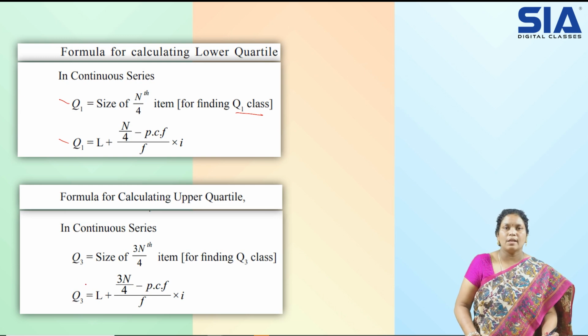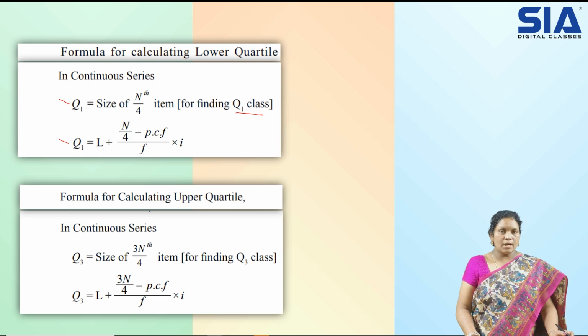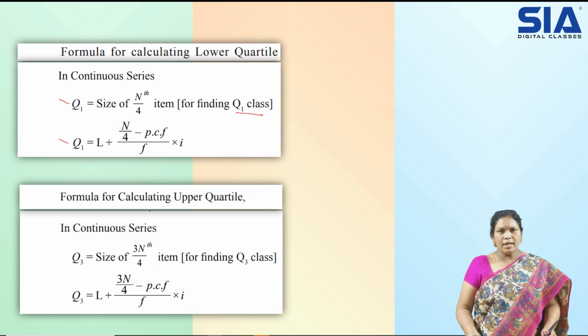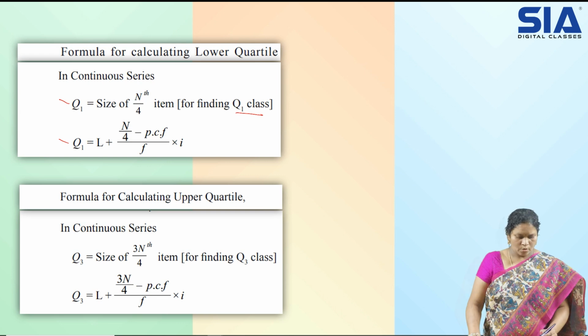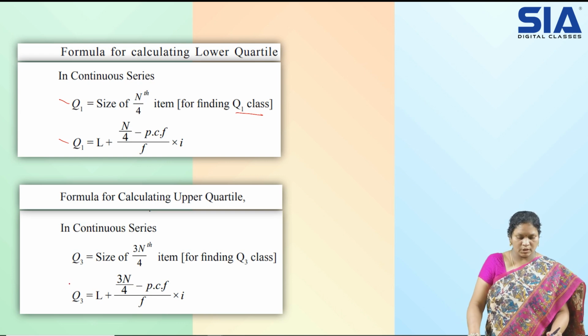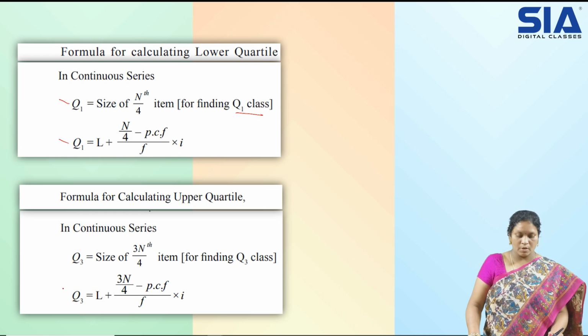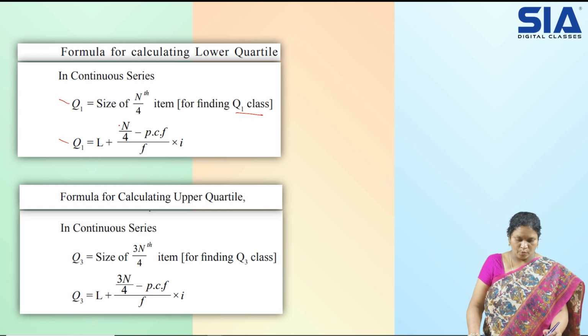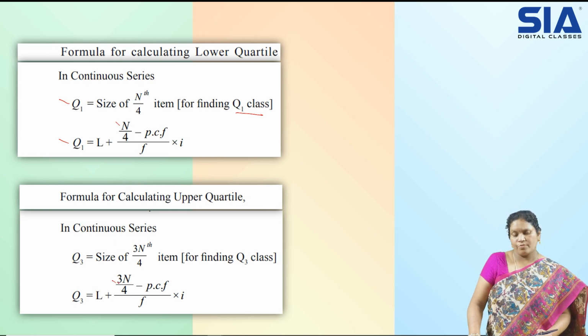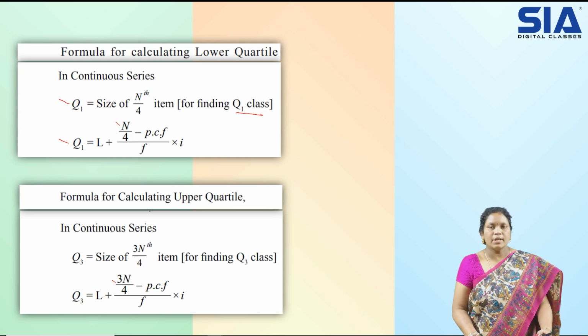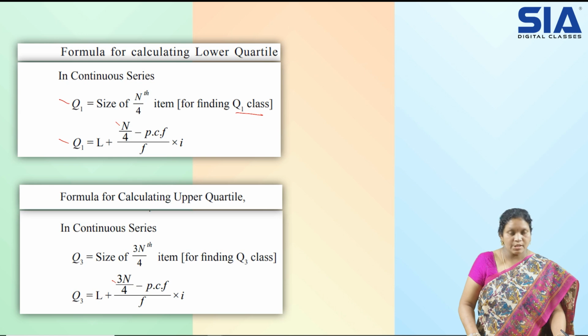Now let us go for the Q3 class. To obtain the Q3 class, we have to go for the 3 into n by 4th item. Third quartile, right? So 3 into n by 4 you have to consider. To obtain Q3, the 3 into n by 4th value you have to consider. That becomes your Q3 class. Now the Q3 formula is the same as the Q1 formula we discussed. L plus, here n by 4 you have for Q1, and we have to consider 3 into n by 4 for Q3. That is the only difference. All others will be the same. How to obtain them we will discuss in the problem. Now let us check the next formula.